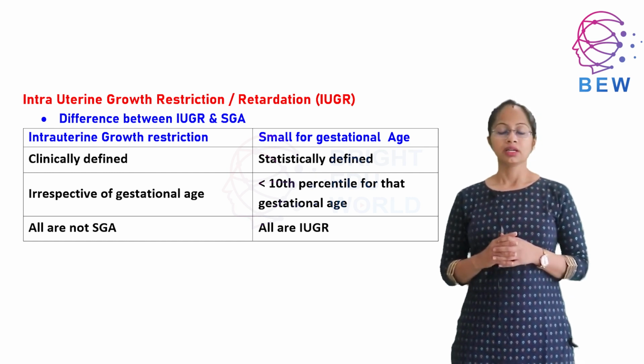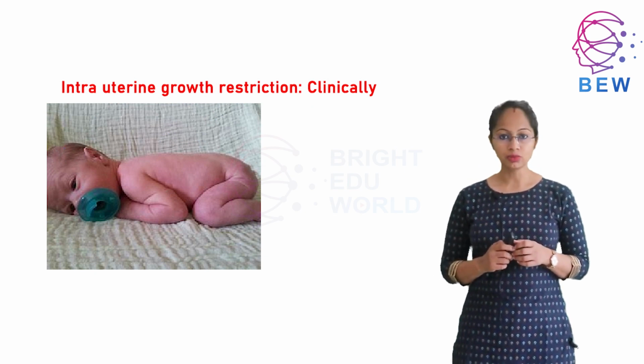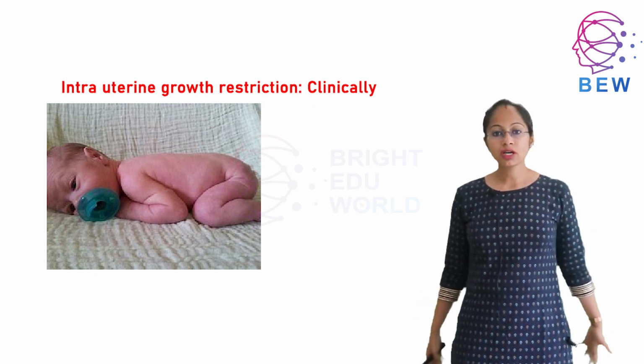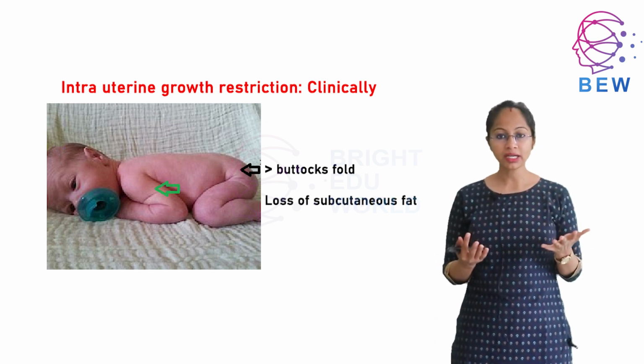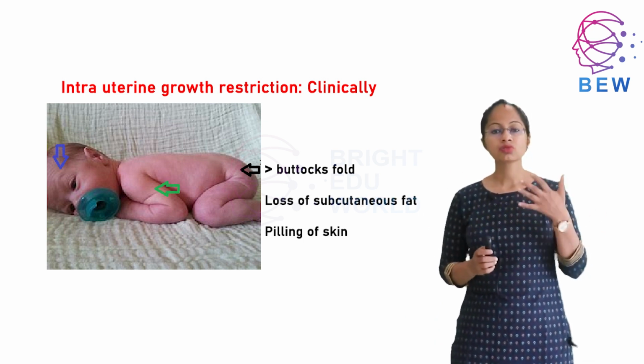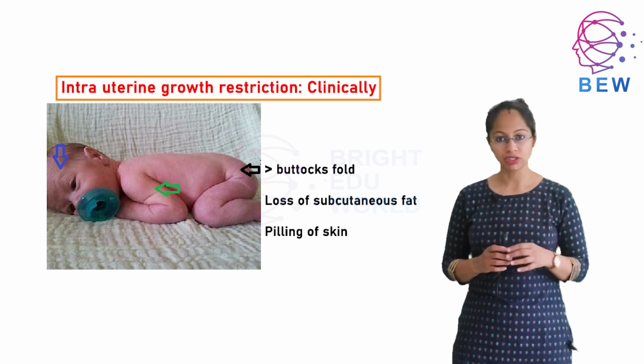Next, the clinical definition of IUGR includes the presence of greater than or equal to 3 buttock folds, loss of subcutaneous fat and peeling of the skin. Such a baby is known as intrauterine growth restriction.